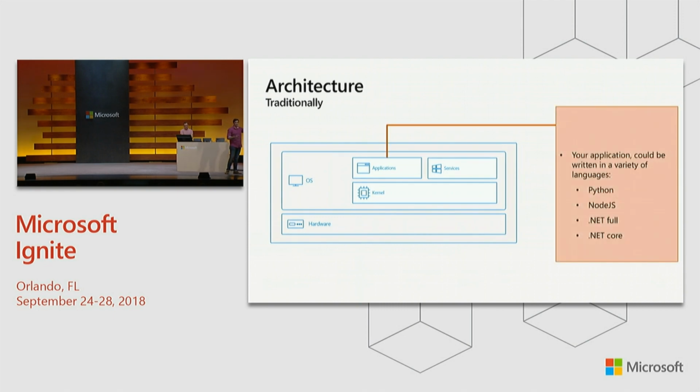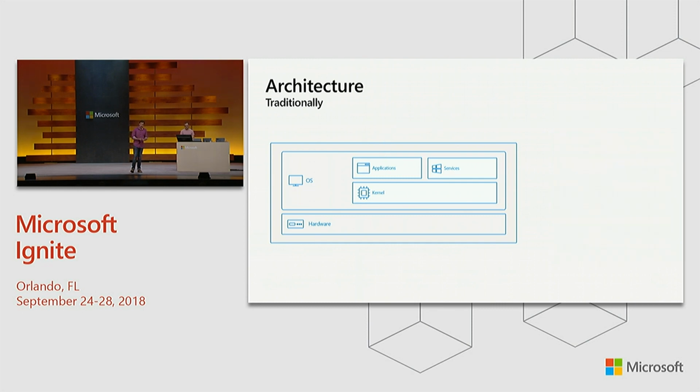So now let's think about just a traditional system, right? I've got a host. On that host, I have an operating system installed. And above that operating system, I have applications and services that are running. Your application layer is really your app that you want to run, whatever it may be. It can be in a variety of languages. We have Python, Node.js, .NET. It doesn't really matter. That's your application.